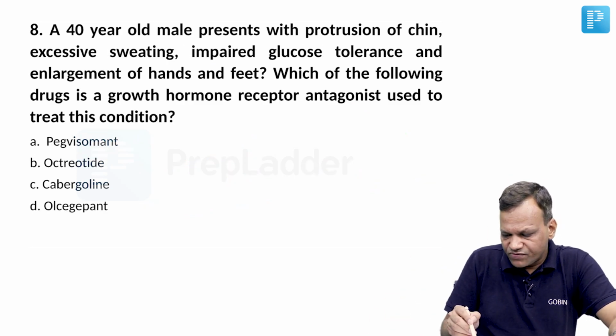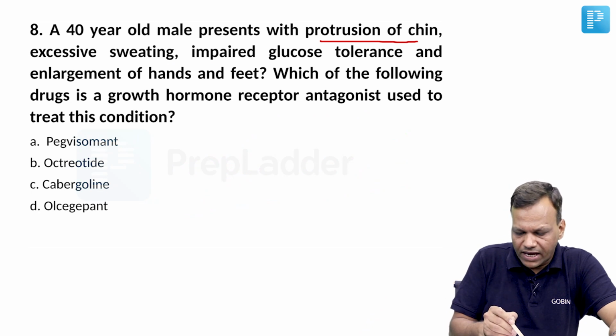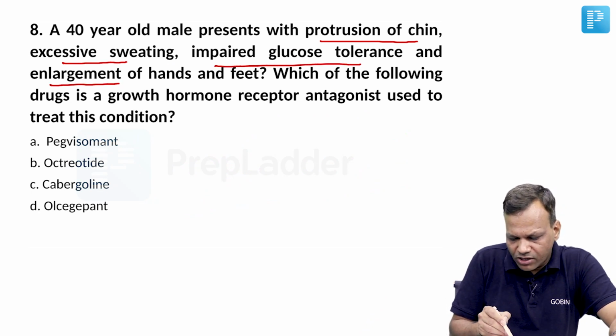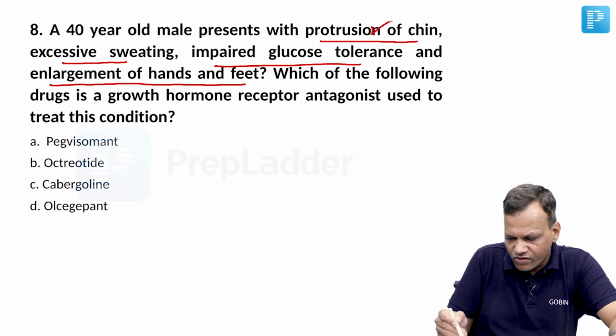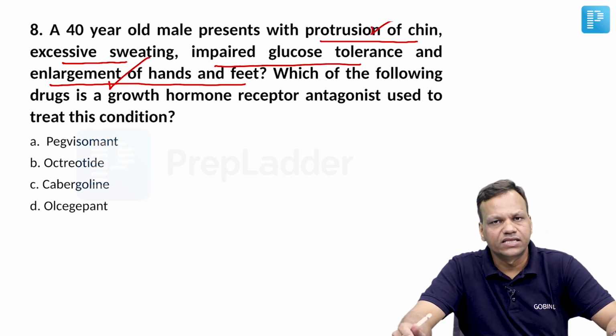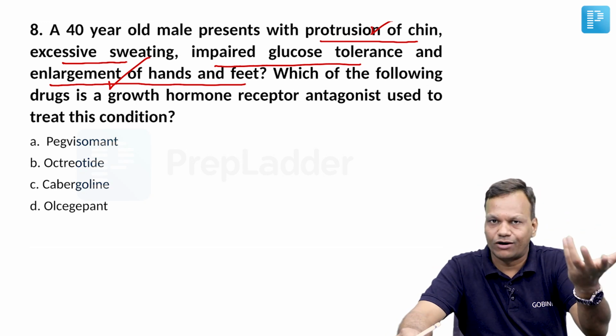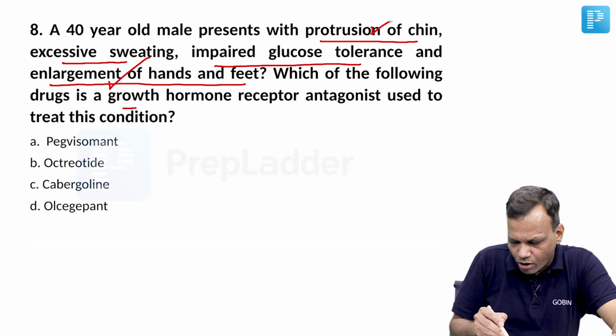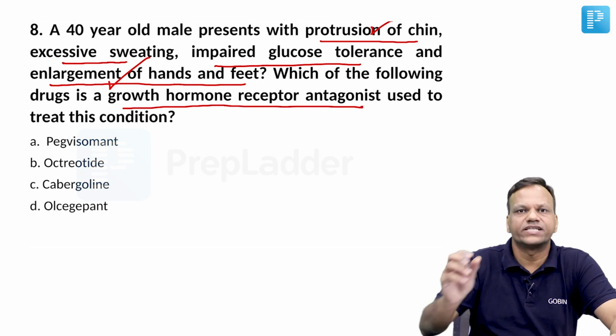A male presents with protrusion of chin, excessive sweating, impaired glucose tolerance, and enlargement of hands and feet. So these two, protrusion of chin and enlargement of hands and feet, give the indication of acromegaly. Yes, so another question on acromegaly. Which of the following drugs is a growth hormone receptor antagonist used to treat this condition?